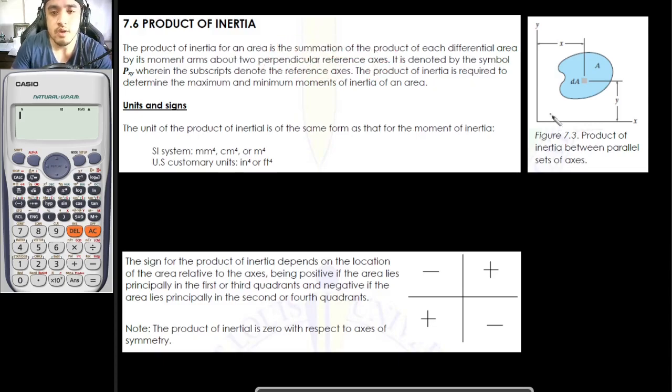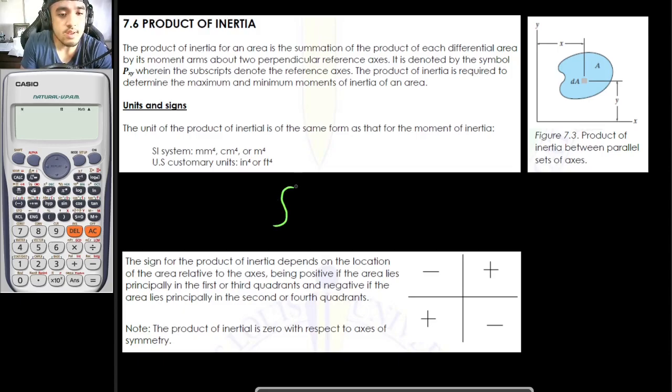axes. So in this example right here, if this is your reference axis and this is your figure or your section, its differential area is to be multiplied by its respective x and y lever arms. And since we are talking about differential area here, our general equation for the product of inertia would be the summation or the integral.